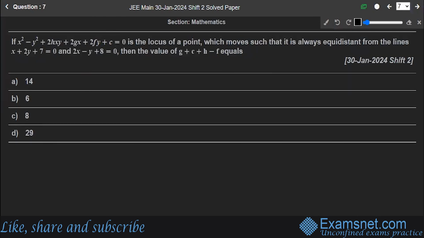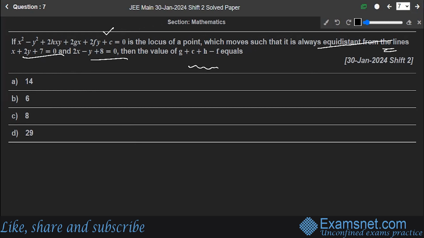Let's move to the next question, number 7. Now this says if x squared minus y squared plus 2hxy plus 2gx plus 2fy plus c, this is the equation of a circle, is the locus of a point which moves in such a way that it's always equidistant from the lines this and this. Then the value of g plus c plus h minus f is equal to.